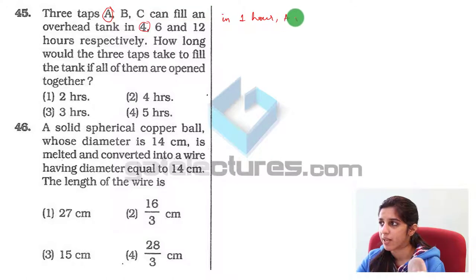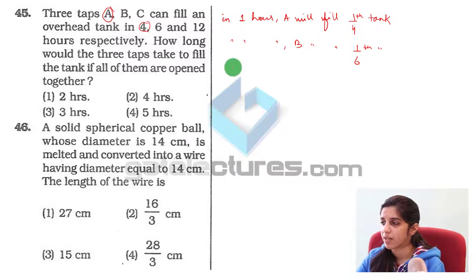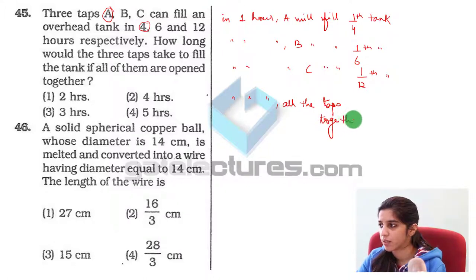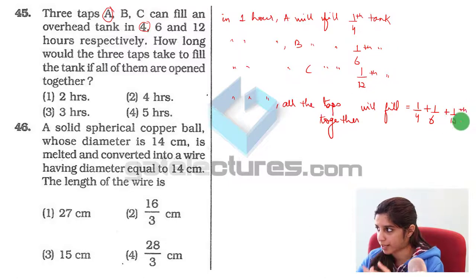In 1 hour, A will fill 1 by 4th tank. Similarly, in 1 hour, B is going to fill 1 by 6th tank and C will fill 1 by 12th tank. So combinedly, in 1 hour, all the taps together will fill 1 by 4 plus 1 by 6 plus 1 by 12th tank.